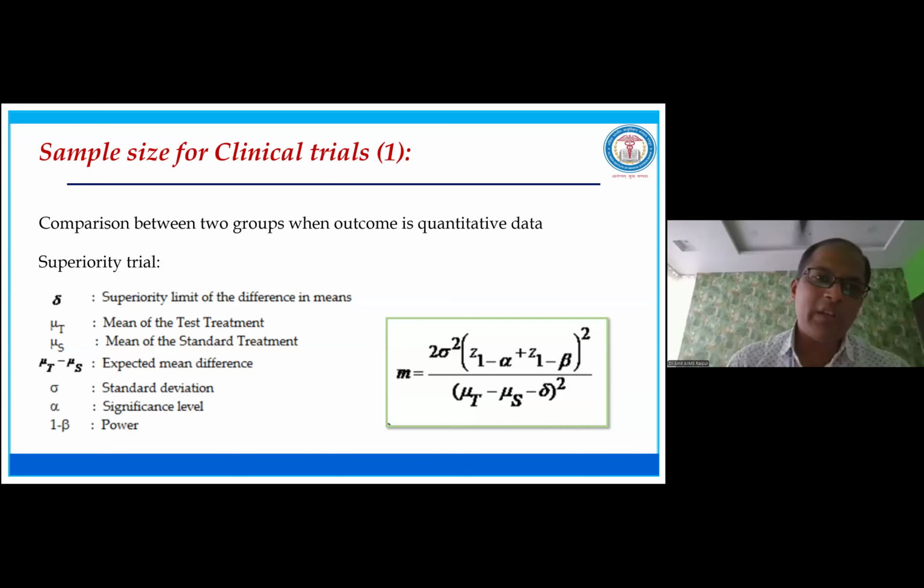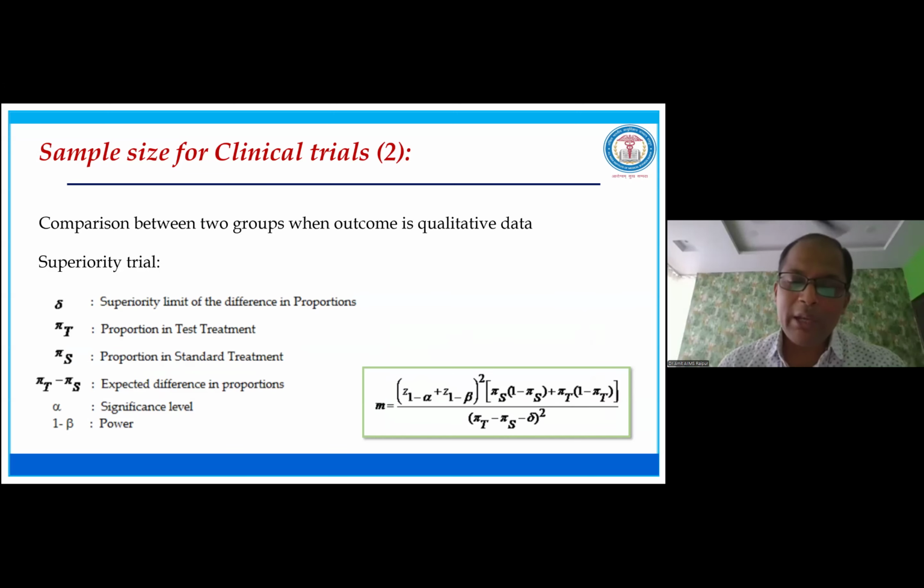Here we have to note that delta is the superiority limit, or the superiority margin, we have to fix. It should be fixed by the researcher or the investigator, the point at which we can say that the intervention is superior to the placebo or to the standard care. So we have to fix that margin. It may be 1%, 2%, 10%, but it should be decided by the researcher or investigators based either on the literature or on clinical experience.